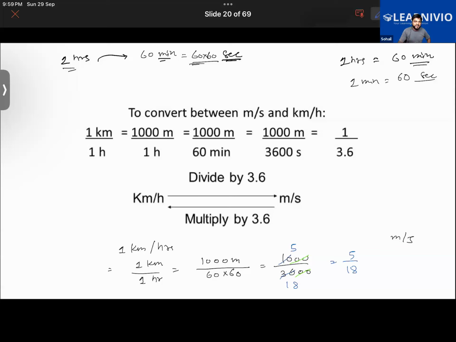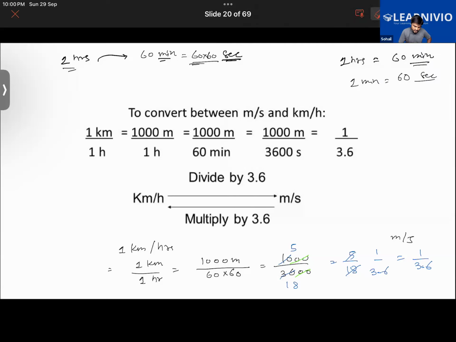We can further get the value in decimals also. 5 times 3.6 gives you 18. So thereby the answer is 1 upon 3.6. Or for convenience, I always suggest just using 5 upon 18, which is more convenient. So what we have done here: 1 kilometer per hour in meter per second is 1 upon 3.6 meter per second.